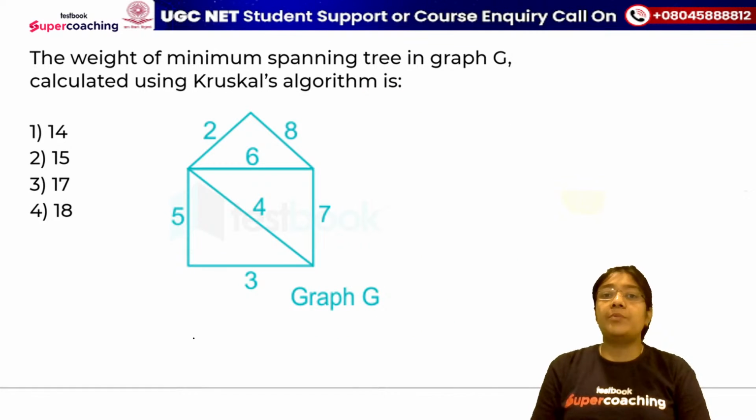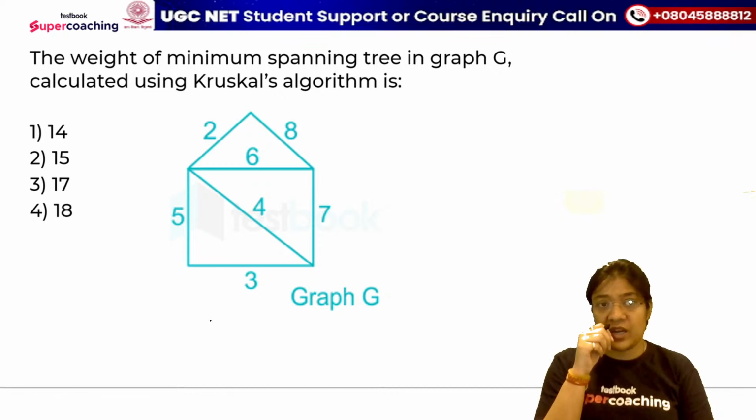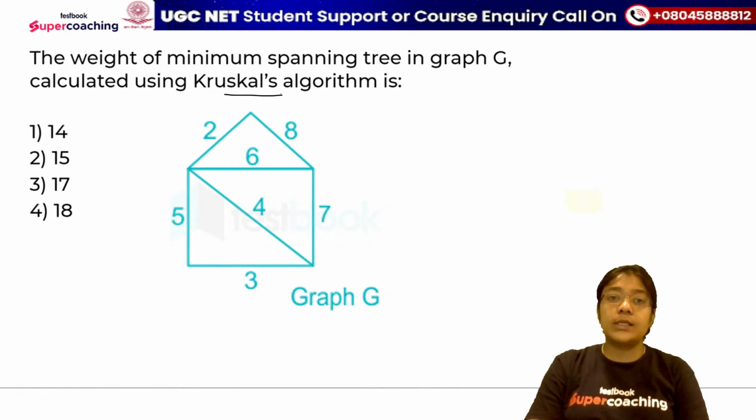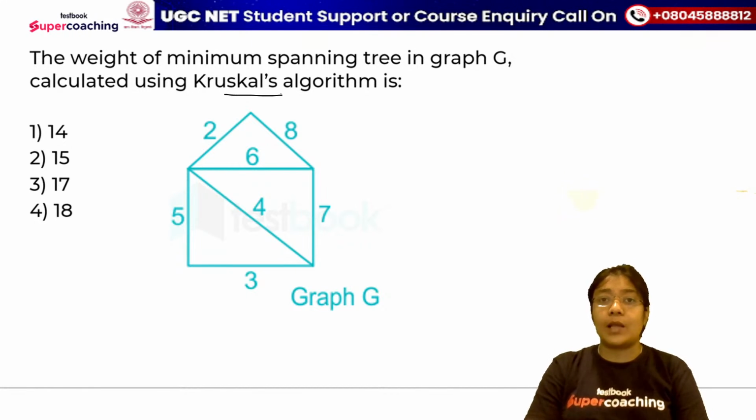The weight of the minimum spanning tree in the graph G calculated using the Kruskal's algorithm. We have discussed two algorithms, Kruskal's and Prim's. यहाँ पे आपको Kruskal से बताना है, but anyhow it really doesn't matter. अगर आपके पास minimum spanning tree के आप cost बता रहे हो, तो Kruskal's and Prim's are gonna return the same answer. दोनों minimum cost spanning tree find करते हैं.